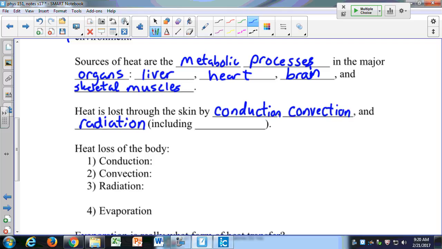So this is including evaporation, which, as we talked about previously, that evaporation where you're losing that latent heat of evaporation or of vaporization, that takes a lot of energy away from your body. So heat loss of the body. Conduction also occurs. Organs are at a higher temperature than the skin.